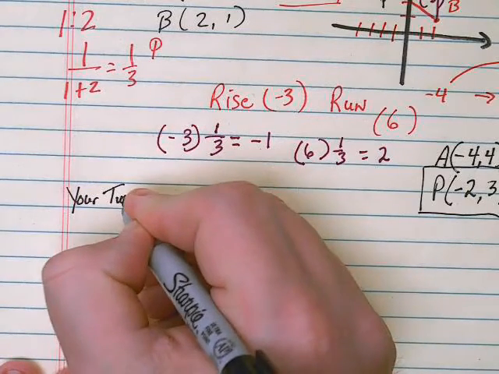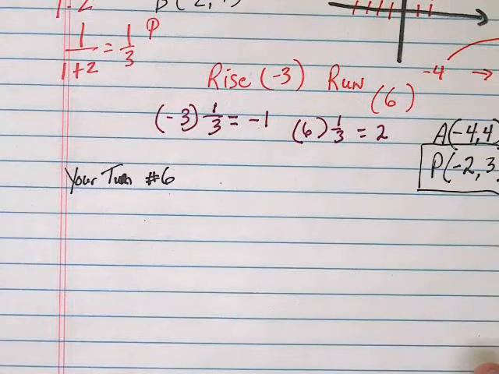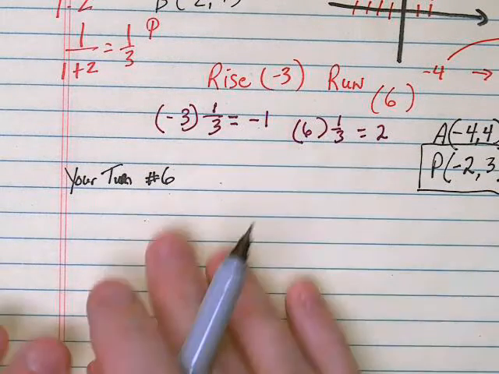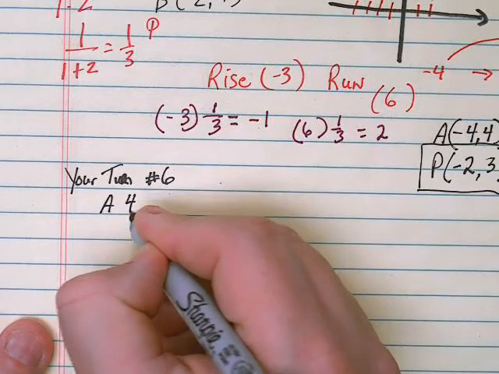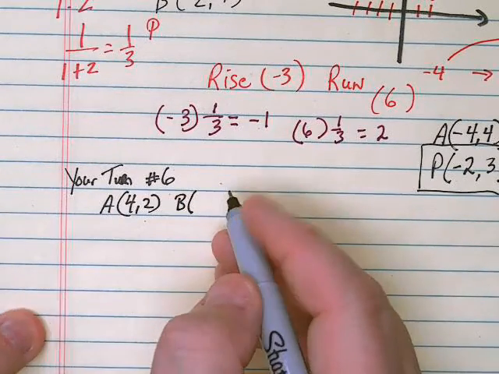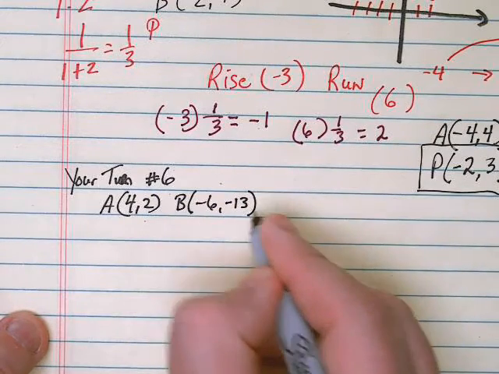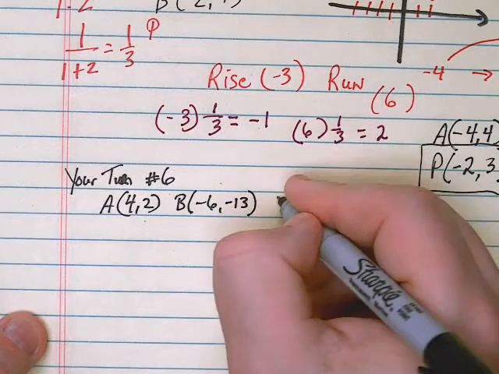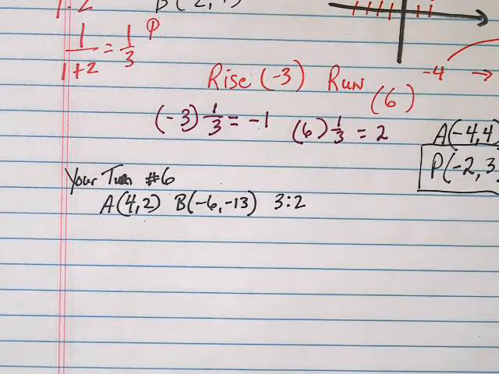Your turn, number 6. So we're now on page 644, number 6. All right, so the given information is A is (4, 2), B is (-6, -13), and we're in the ratio of 3 to 2.